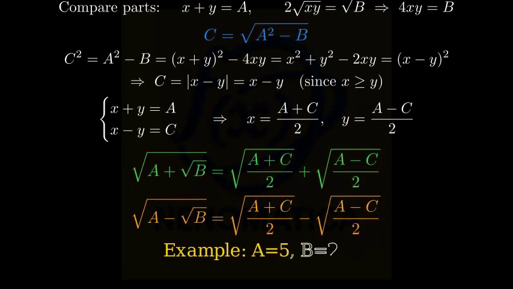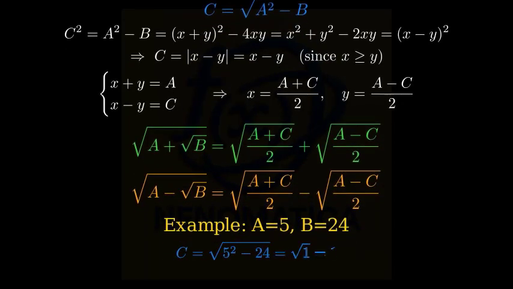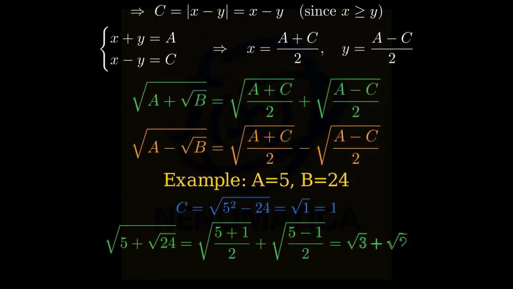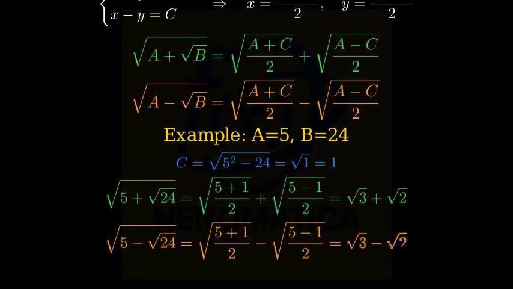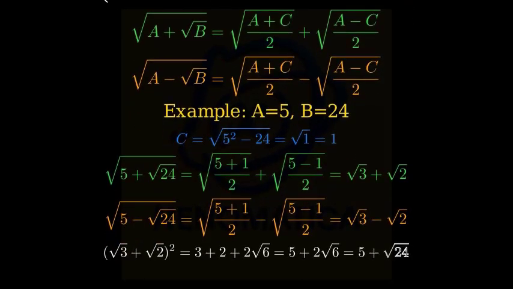Example 1. Let a equal 5 and b equal 24. Then c equals the square root of a squared minus b, which is the square root of 1, so c equals 1. Substituting into the formulas, we get the square root of 5 plus the square root of 24 equals the square root of 3 plus the square root of 2, and the square root of 5 minus the square root of 24 equals the square root of 3 minus the square root of 2. We can check the plus case by squaring.